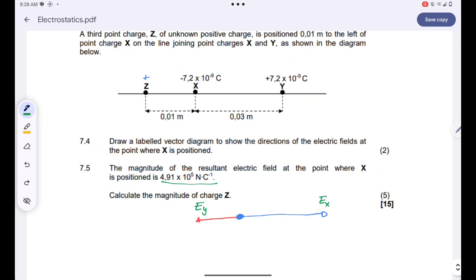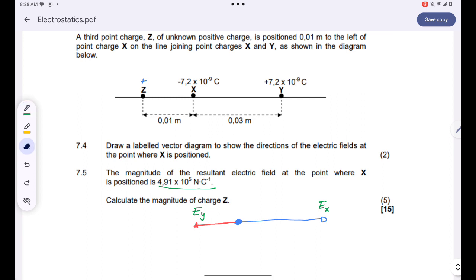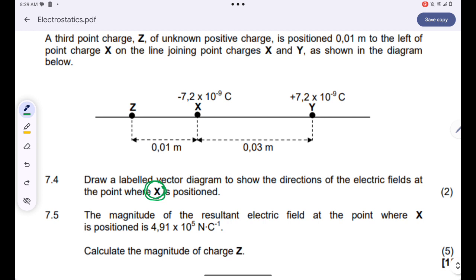Actually, I just answered something they did not ask me. Excuse me about this, guys. I was checking how Z is going to behave, and the question wanted us to draw the electric field at point X. Excuse me about that. So X is our reference point, so I'm looking at how X is going to behave.